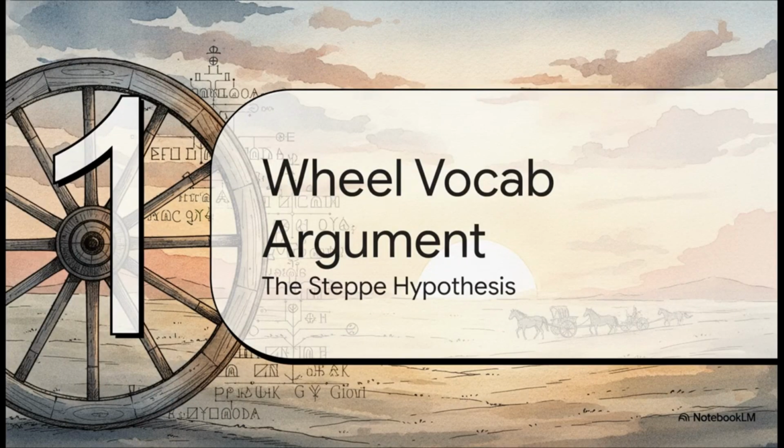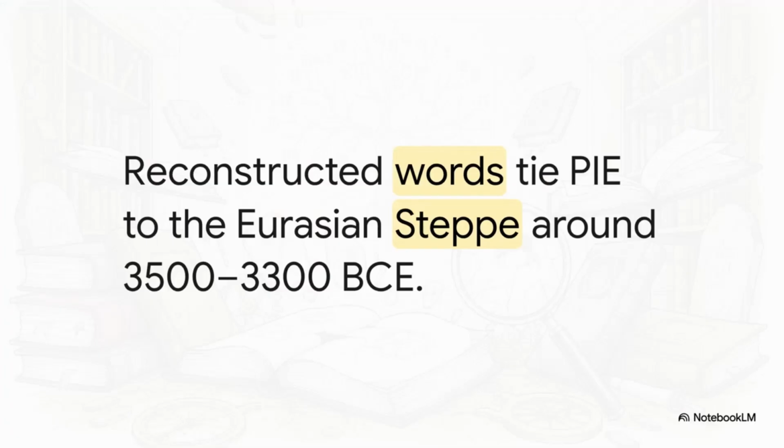Section 1. The Wheel Vocabulary Argument and David Anthony's Steppe Hypothesis. The prevailing historical model relies heavily on the work of scholar David Anthony. Back in 2007, he famously argued that linguists had successfully reconstructed PIE words for wheel, axle, yoke, and domesticated horse. And the logic here makes intuitive sense, right? A language can only contain vocabulary for a specific technology if that technology was actually known to its speakers. Therefore, Anthony reasoned the language must have existed exactly when those wheeled technologies were invented. This anchored Proto-Indo-European firmly to the Eurasian steppe right around 3500 to 3300 BCE.